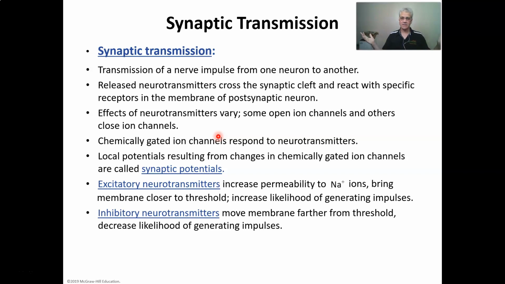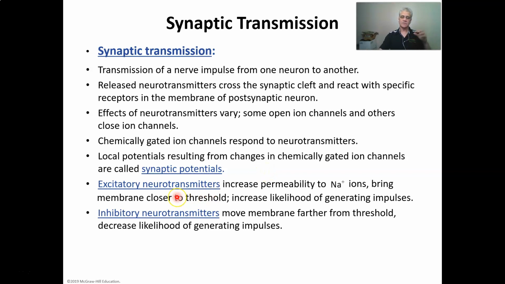It's the same way in nerves. It works the same way. But the neurotransmitters are different. The receptors are different. But the process is similar. All right? So the effects of neurotransmitters vary. Some open ion channels, others close ion channels. Chemically gated ion channels respond to neurotransmitters. It's the same thing with acetylcholine onto its acetylcholine receptor on the sarcolemma. Well, just replace sarcolemma with postsynaptic membrane.